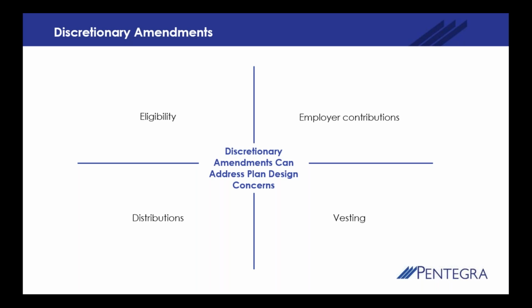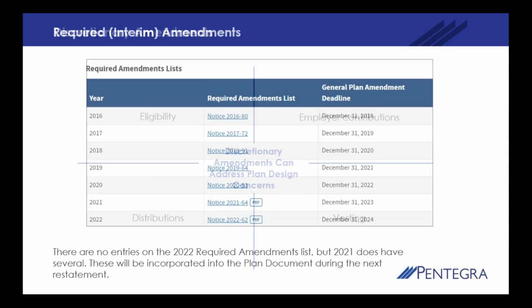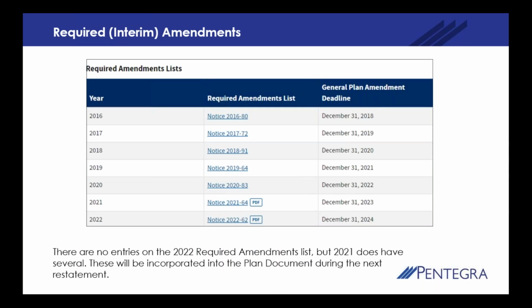Things like adding different distribution options that a plan may not have previously had increase employee flexibility. But we don't just want to be willy-nilly adding discretionary amendments to a plan every year, every time we talk to a plan. We want to be strategic about it. And that's where it can potentially work hand in hand with the other amendment types, which are our required or interim amendments.